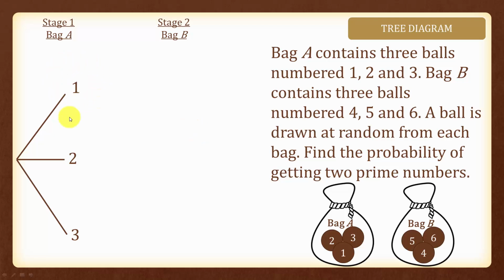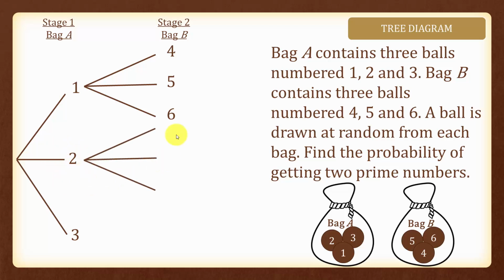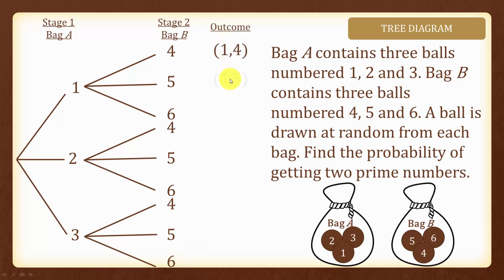Therefore, if the first ball being drawn in bag A is 1, we can draw either 4, 5, or 6 in bag B. If the first ball being drawn in bag A is 2, for bag B, we can draw either 4, 5, or 6 as well. And if we draw the number 3 in bag A, we can also draw either 4, 5, or 6 in bag B. And the final outcomes are these.